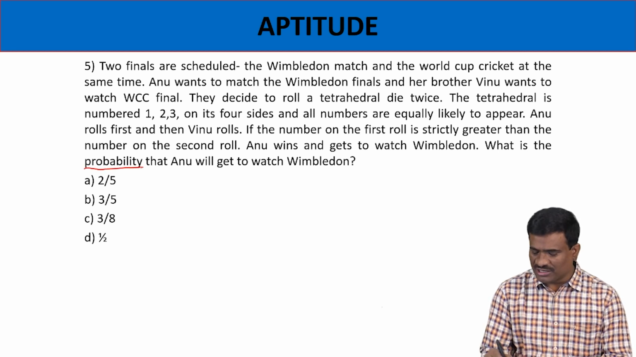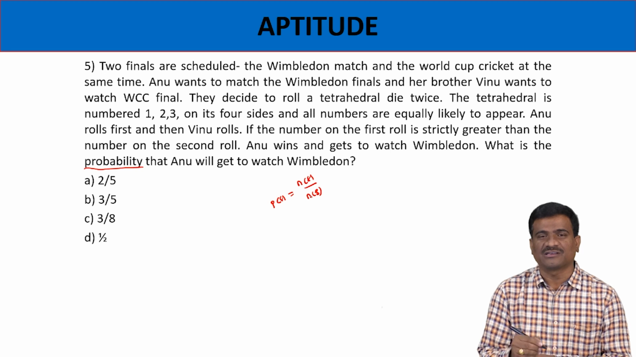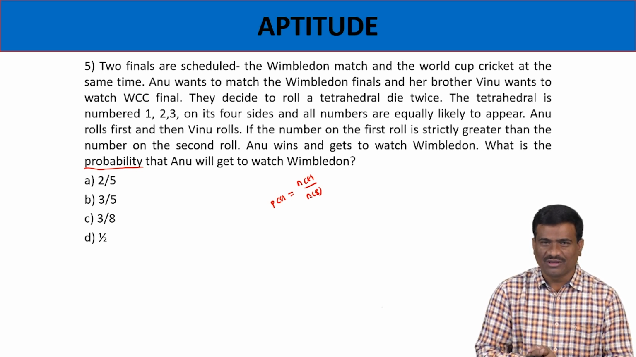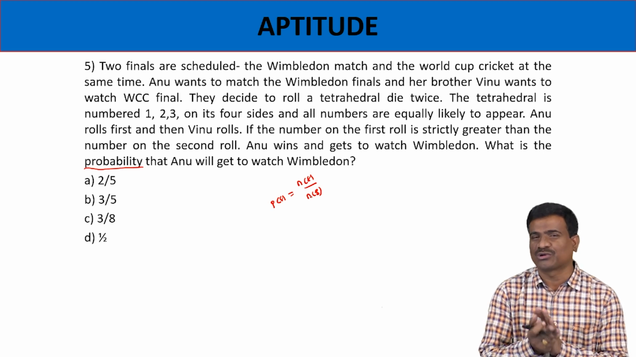The probability of an event is equal to the number of events by the number of samples. The total outcomes is called the sample space. Indirectly, event by total is called probability. First calculate the total number of possibilities, and then calculate the event.